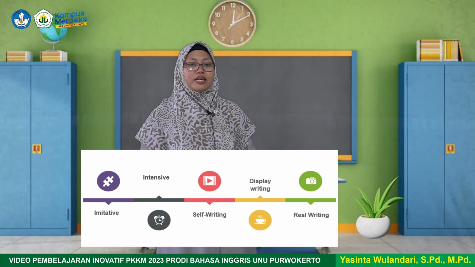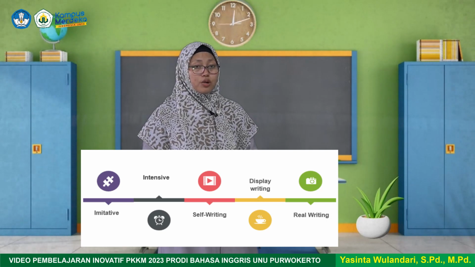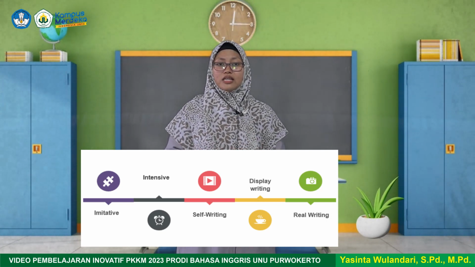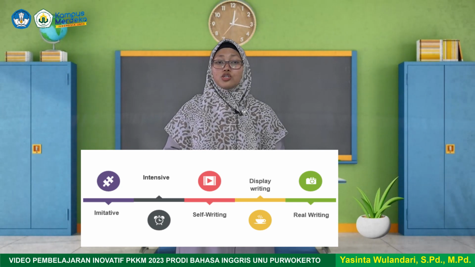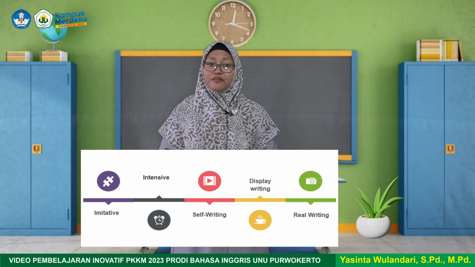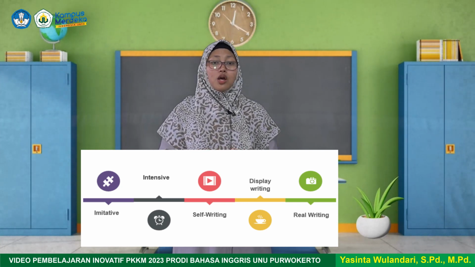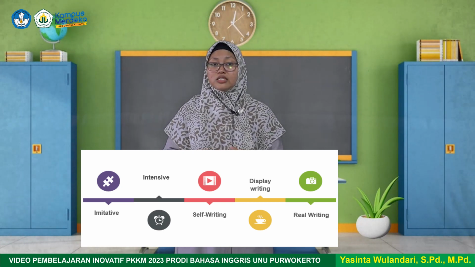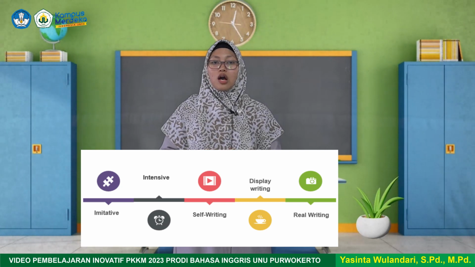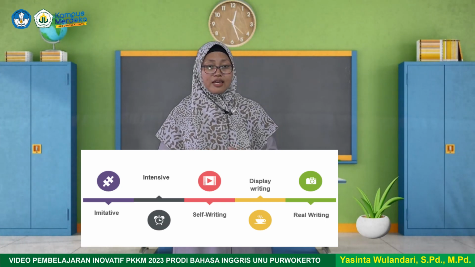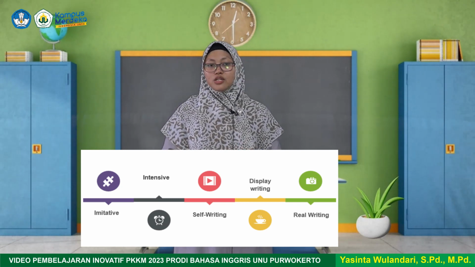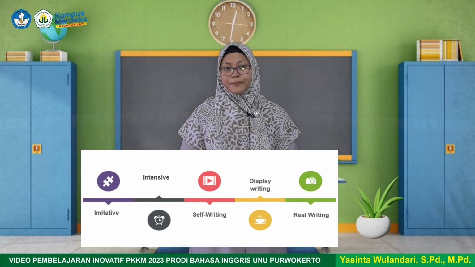And then the next one is intensive or controlled. The common form of controlled writing is to present a paragraph to students in which they have to alter a given structure throughout. For example, students are asked to change all the present tense verbs of a text into past tense, so that they need to adjust the other elements to be a good paragraph.